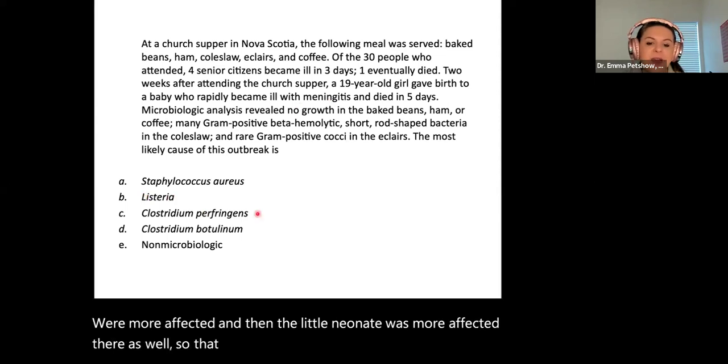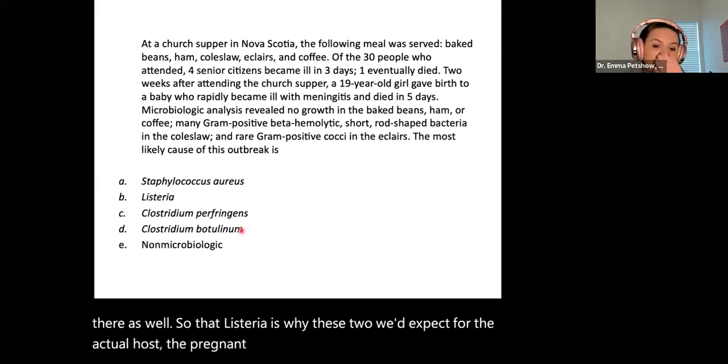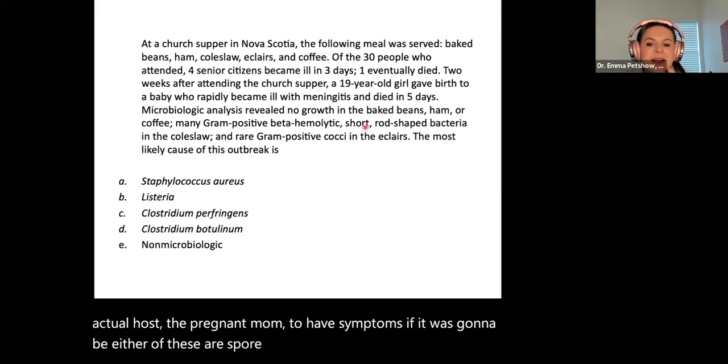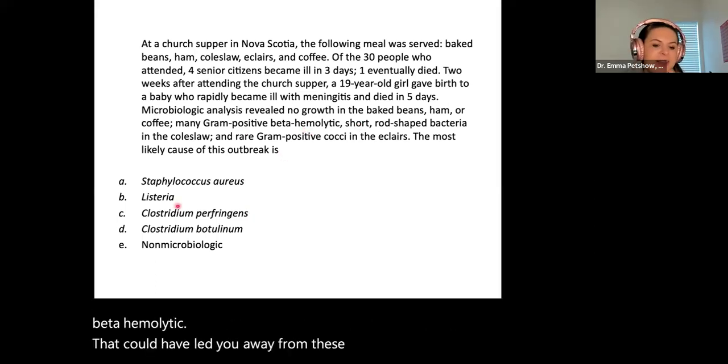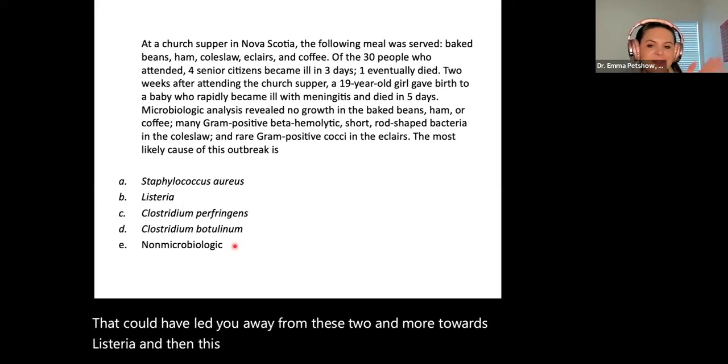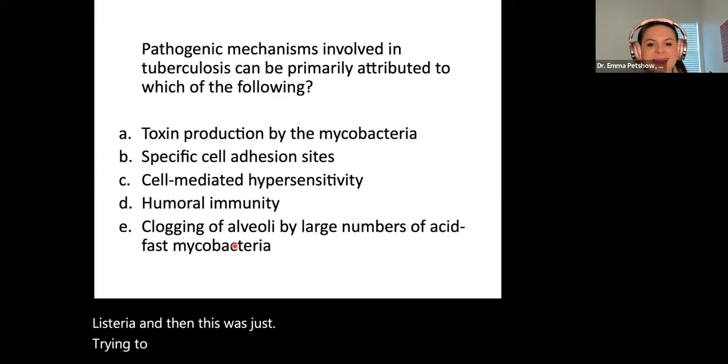These 2 we'd expect for the actual host, the pregnant mom, to have symptoms if it was going to be either of these. These are spore formers. There wasn't anything that said anything about spore forming here, although the beta hemolytic could have led you away from these 2 and more towards listeria. And then this was just trying to throw you off the scent.